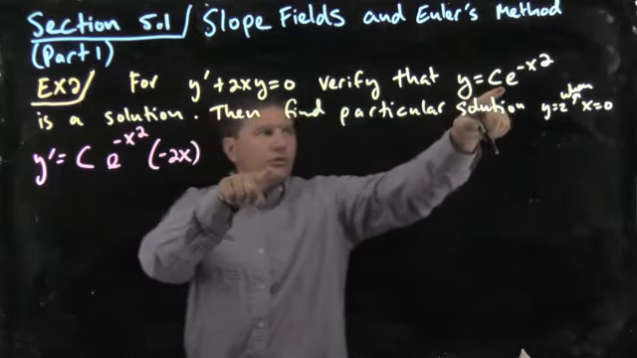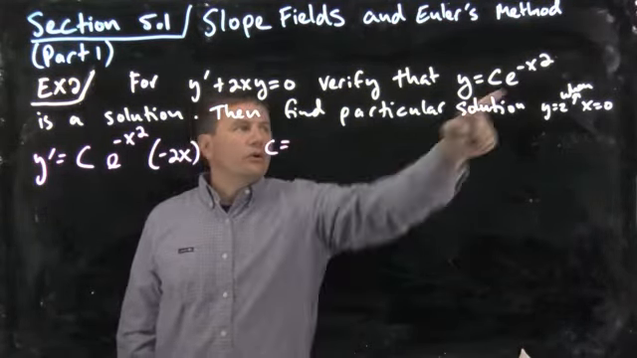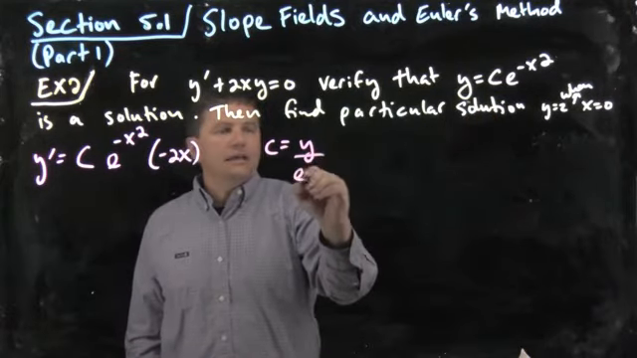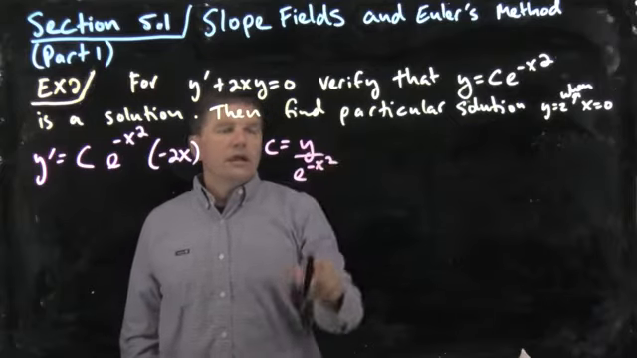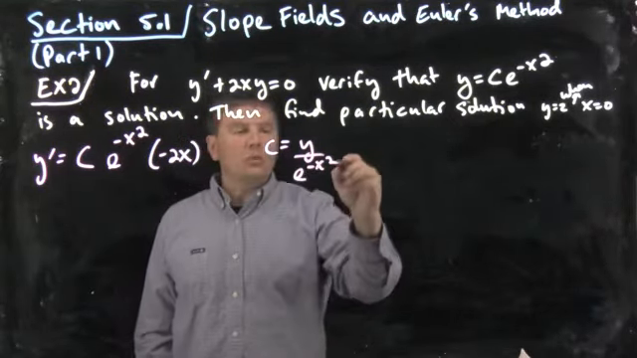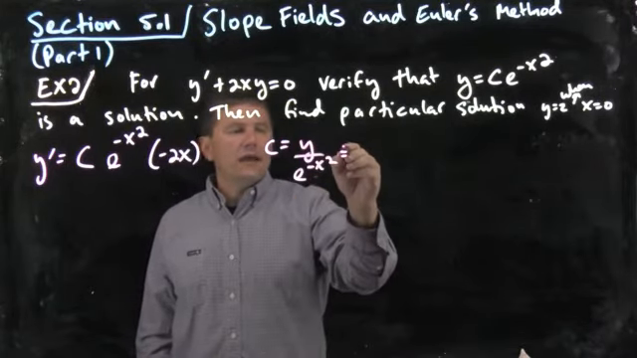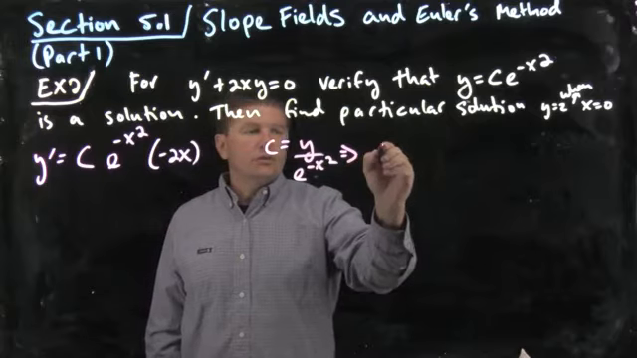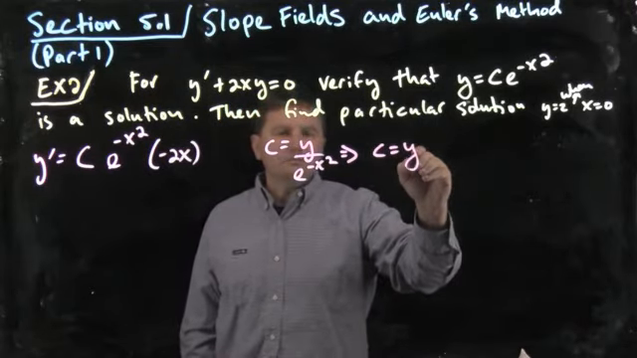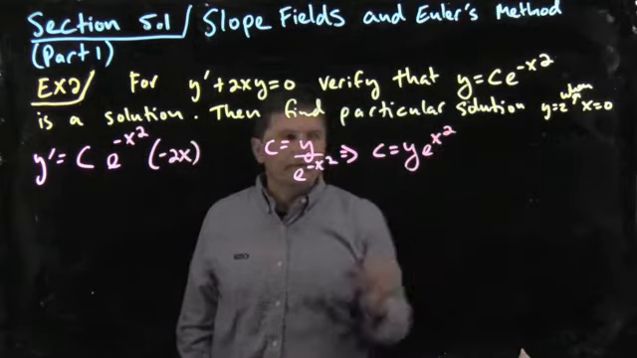So what I'm going to do is solve for c here. So what I get is c is equal to y divided by e to the negative x squared. Now what I realize is e to the negative x squared is a negative exponent, so I can bring that up to the numerator. So what I'm going to get is c is equal to y e to the positive x squared.